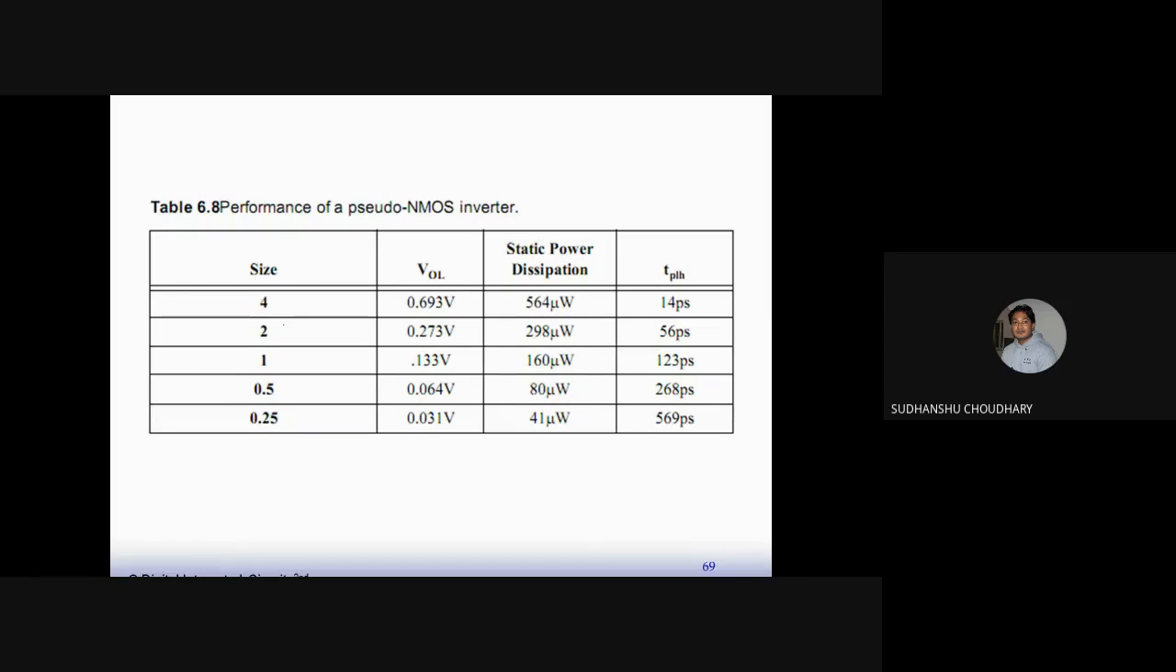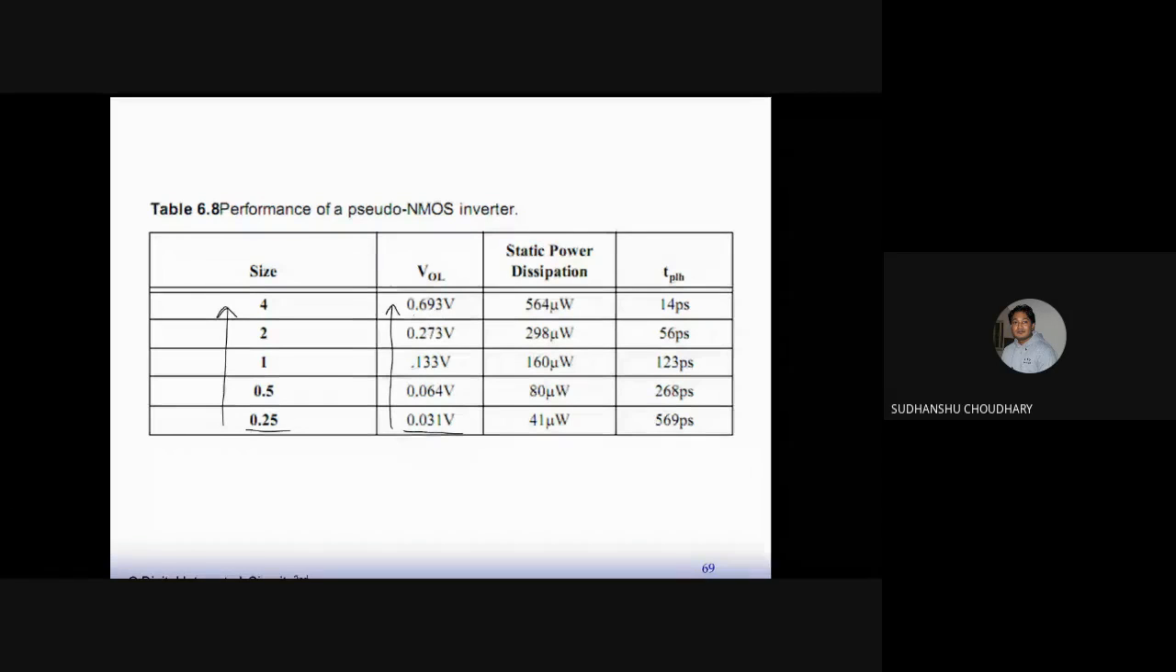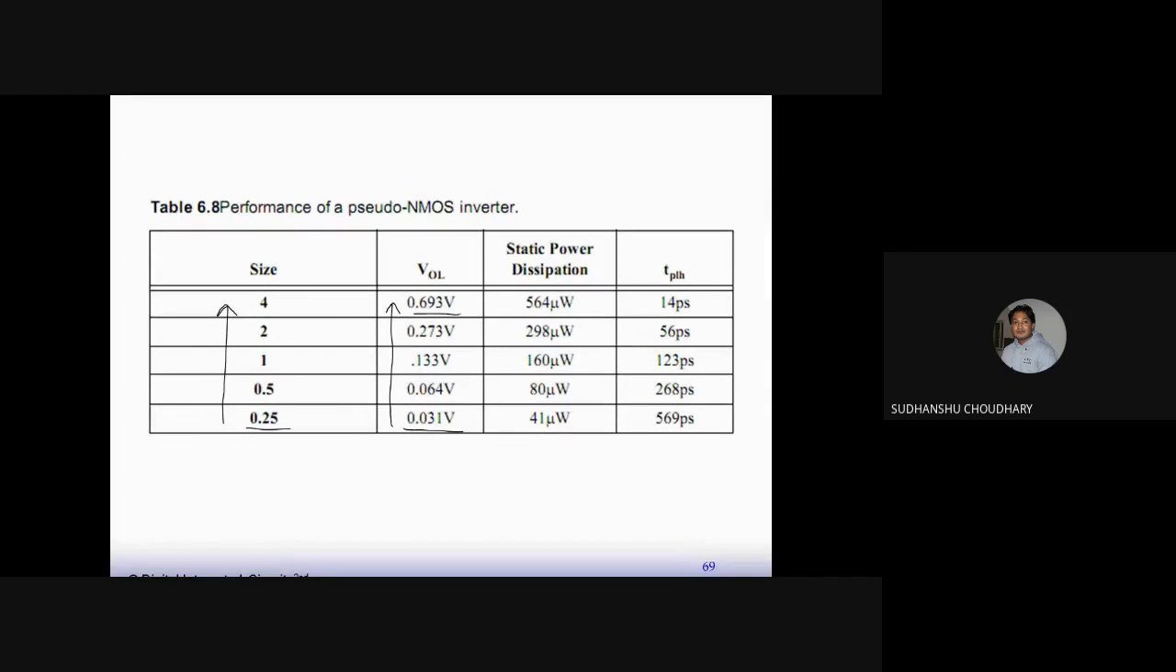So here is a comparison also given. When the size is 0.25 micron, VOL is somewhere around 0.03, and when the size is increasing from 0.25 to 4, VOL is also increasing, right? The output node that was supposed to be zero is not zero. So that zero level is increasing. It is somewhere around 0.7 at this point. It has to be zero, but it is 0.7 because the size of this PMOS is being raised.